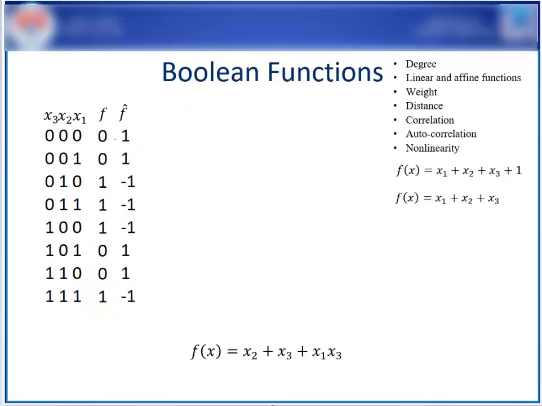Next term we need to define is the distance between two functions. The distance between two Boolean functions is defined as the number of bits where the truth tables of these functions do not match.